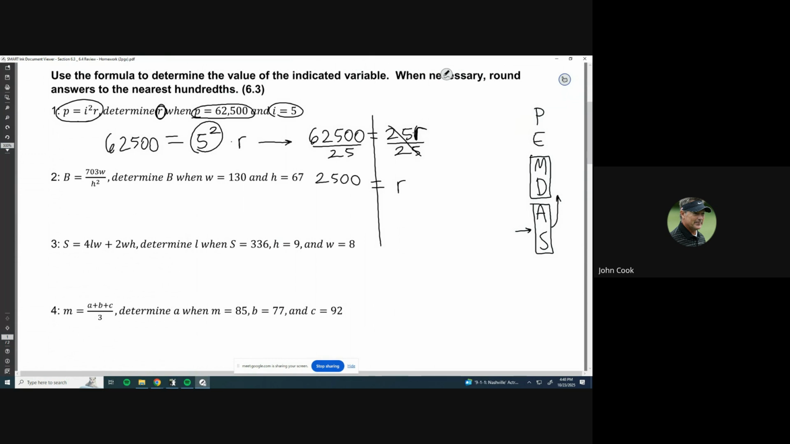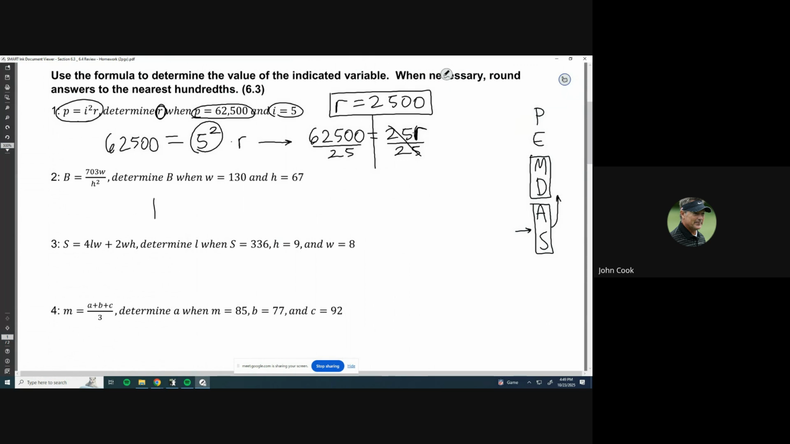Okay, so there's my answer. R is equal to 2500. If you just left it like that, that's fine. Or you could just write up R equals 2500 and put a little box around it, and that would get full credit from me. Okay, so there you go. There's the first problem. Reverse order of operations is the way to go about it. But again, remember, you get points by just plugging this stuff in.